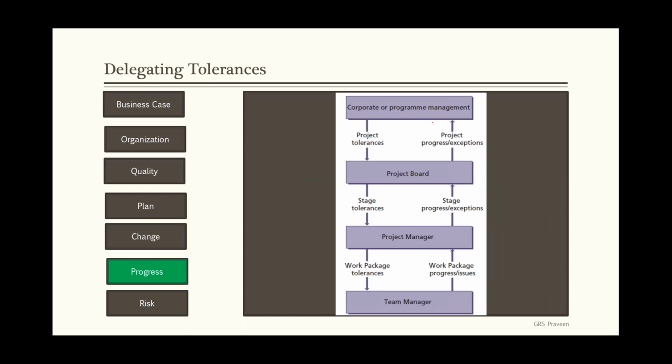Right. I have told you about delegating tolerance also, like initially there will be tolerance, and there will be stage level tolerances, work package level tolerances, and there will be certain deltas in communications. Which is not like falsifying the information, but just to be on a safer side, keep some kind of buffer or contingency.